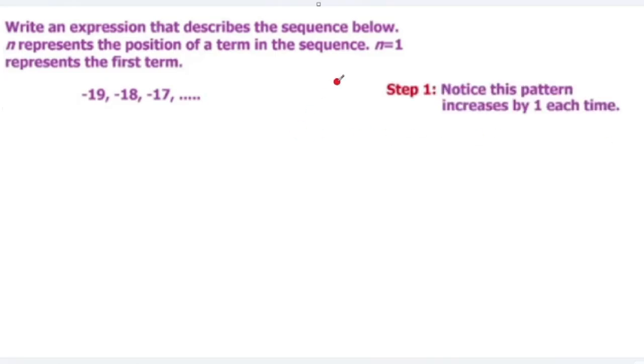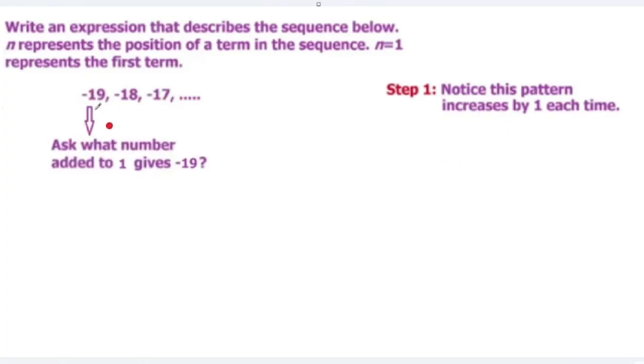So first thing to notice is this pattern increases by 1 each time. Okay, so it starts at negative 19, and if you add 1, you're going to get negative 18. If you add 1, you're going to get negative 17, and so on. So it's increasing by 1 each time. So these negative numbers are getting less negative each time as you go along.